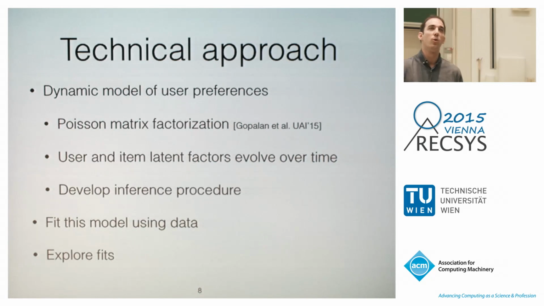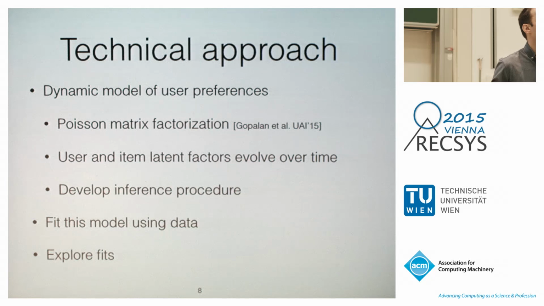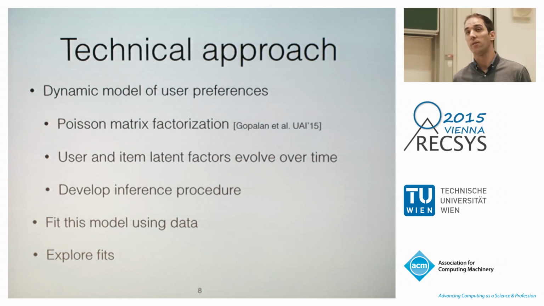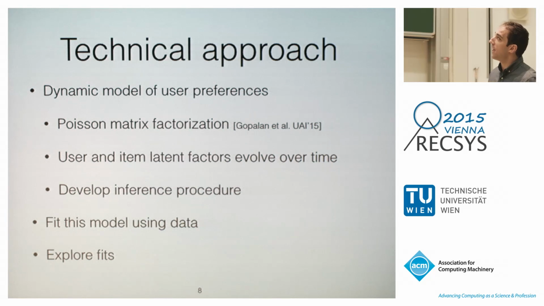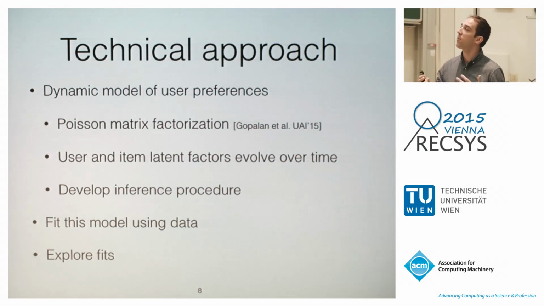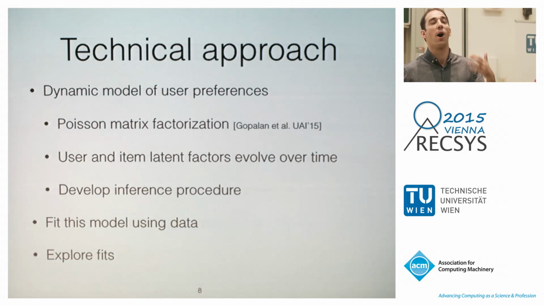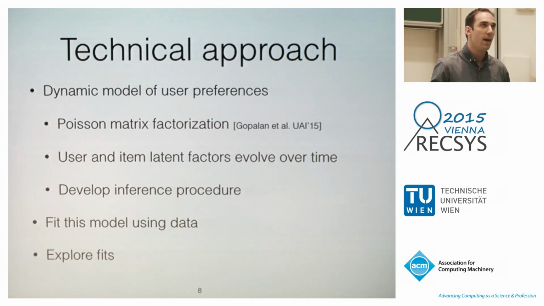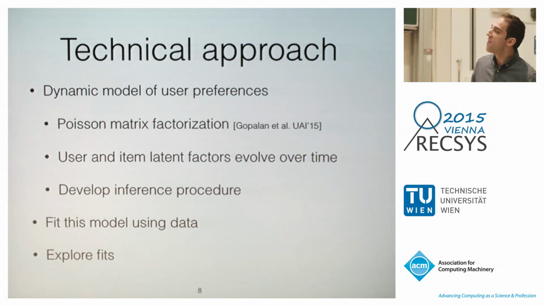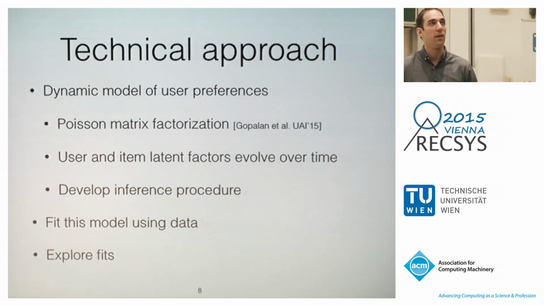From a technical point of view, what I will develop is a novel model of user preferences. It's based on a particular type of matrix factorization called Poisson factorization, which we'll go over. What it does is allow user and item latent factors to evolve over time. Once we have this model, I'll talk to you a little bit about how we can do inference and learning in it. Finally, we'll look at how we can fit data to it, and then understand a little bit about its latent space.